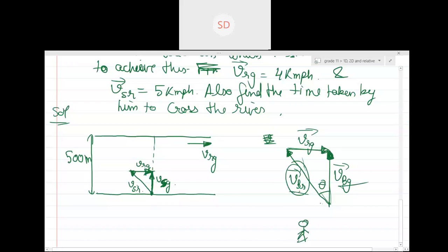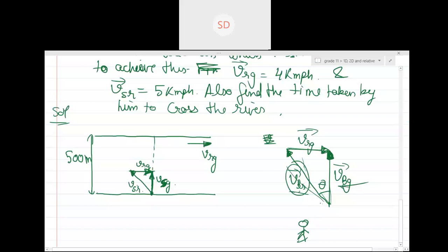Okay. So basically, if you are standing on the ground and observing this person, you will never see the person going like this. You will see the person is going like this only. Although according to the person, he will be going like this, a little bit tilted with respect to river. Okay. Got that.